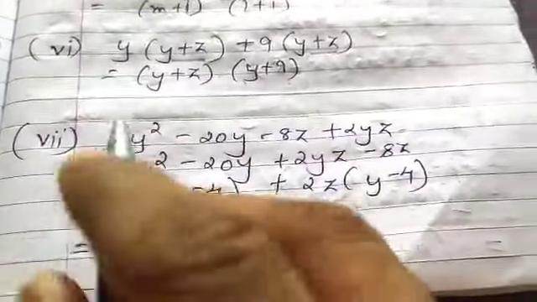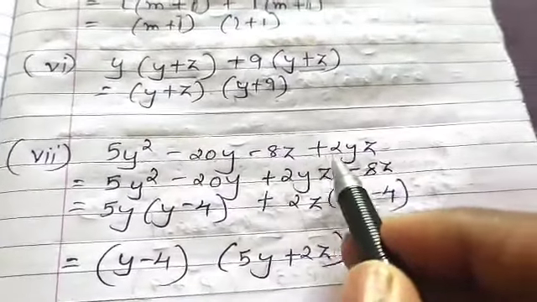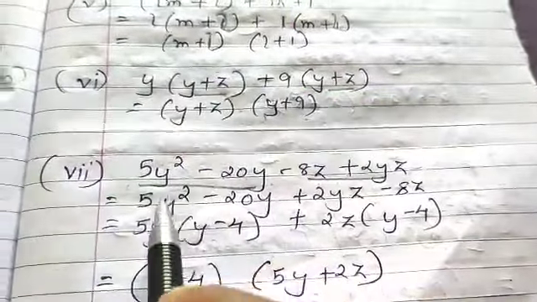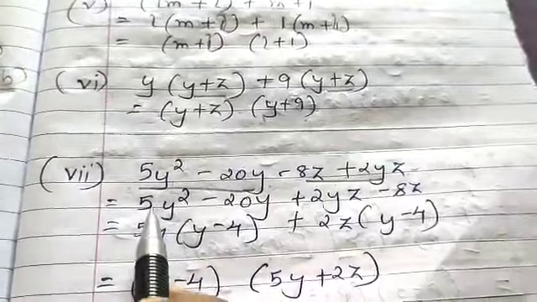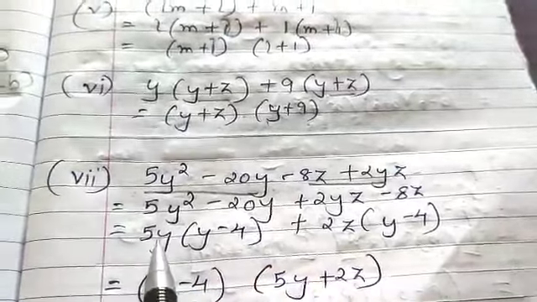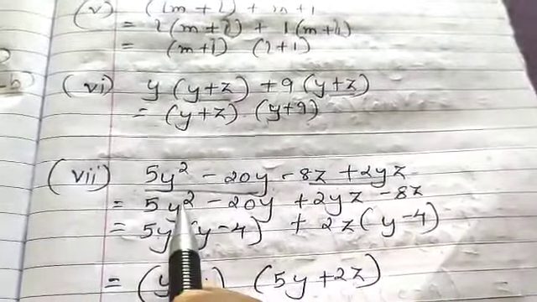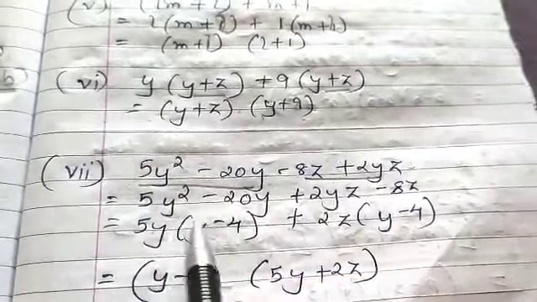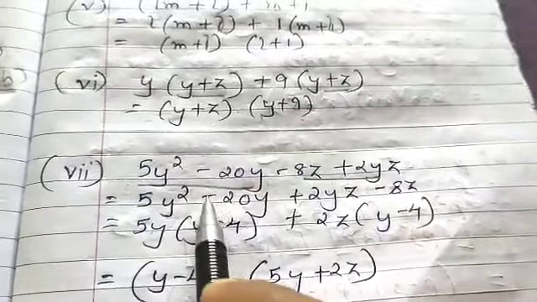Now the next one is 5y square minus 20y minus 8z plus 2yz. So here also I will make a pair of two groups. From the first group, 5 is common and y is common, so take out 5y as a common. From 5y square, if I take out 5y common, y will remain, and 20y if you divide by 5y, you will get 4. So that means 5y into negative 4 is negative 20y.